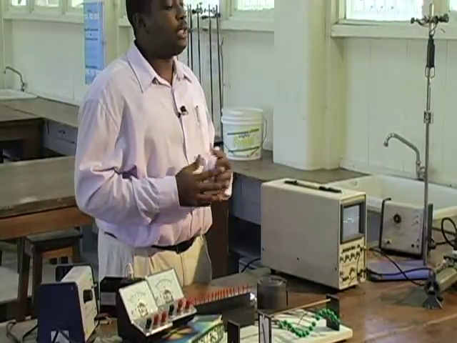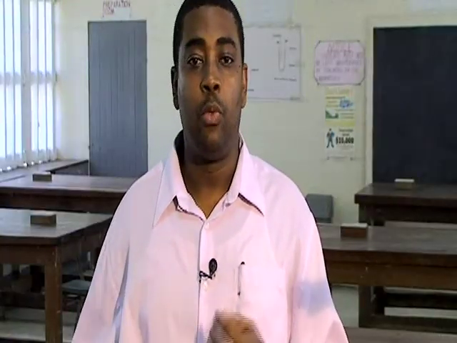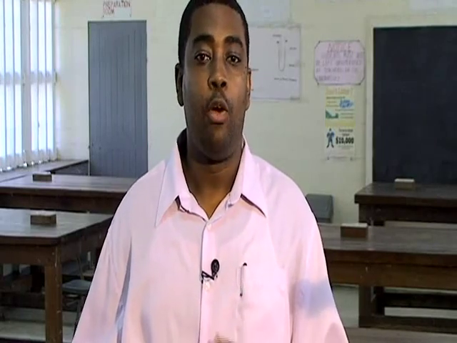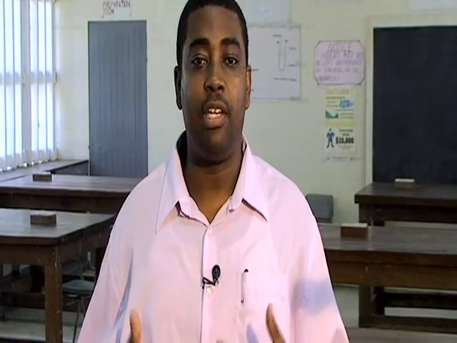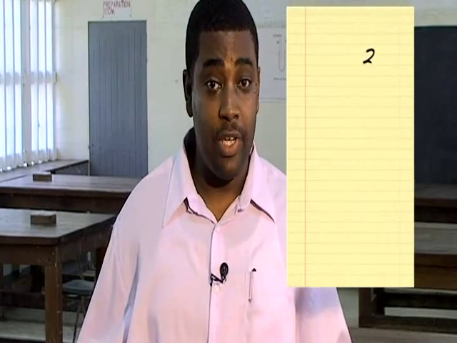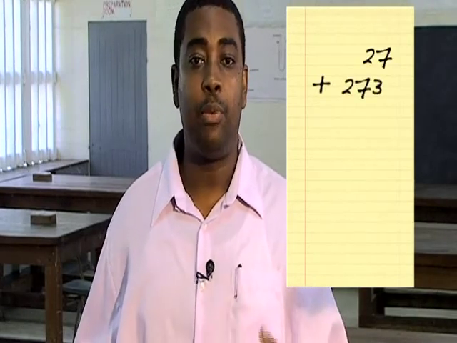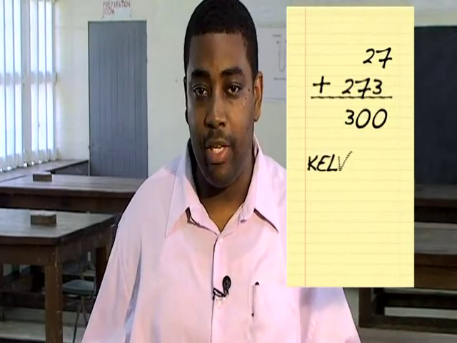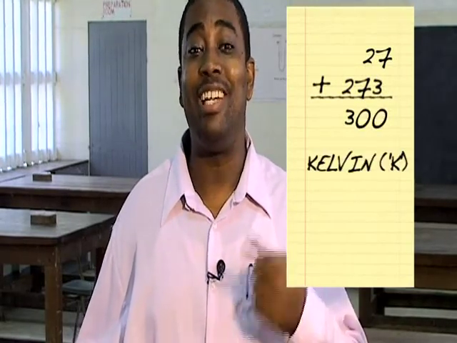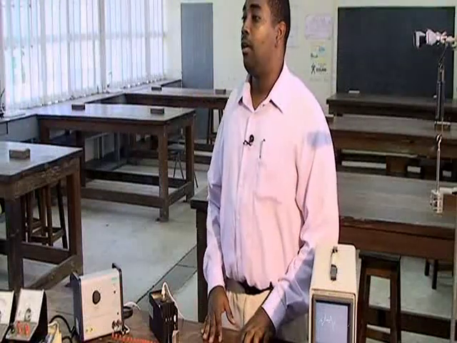In physics, we do not say degrees Kelvin, we simply say Kelvin. Room temperature is around 27 degrees Celsius. Converted to Kelvin, it would be 27 plus 273. That would give us 300 Kelvin, not 300 degrees Kelvin.